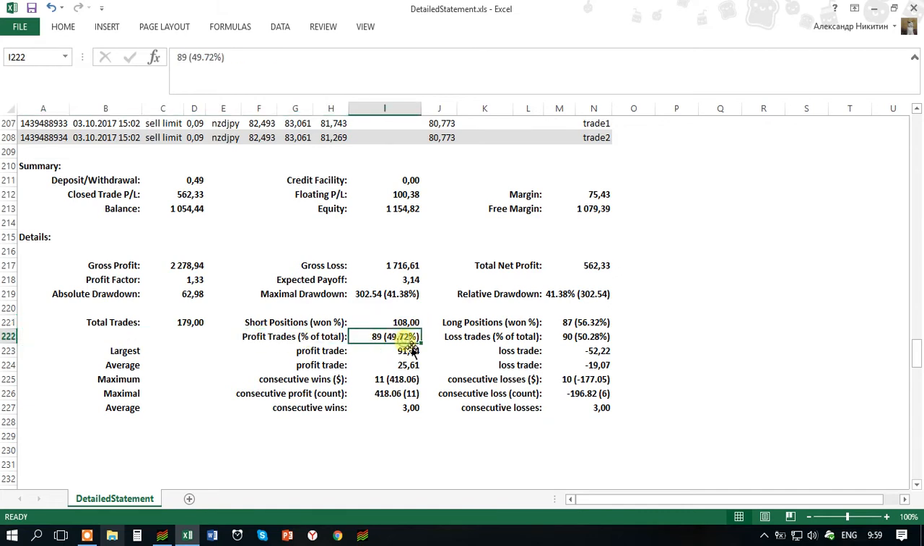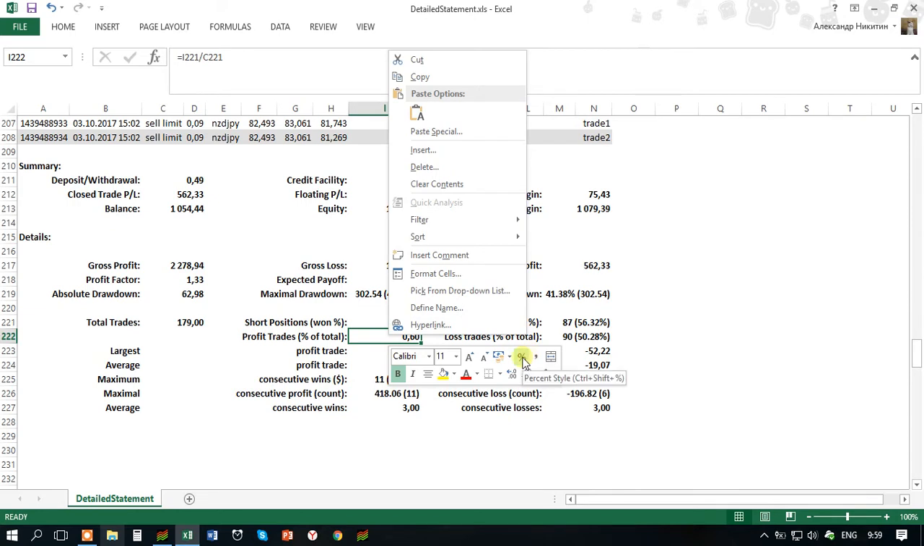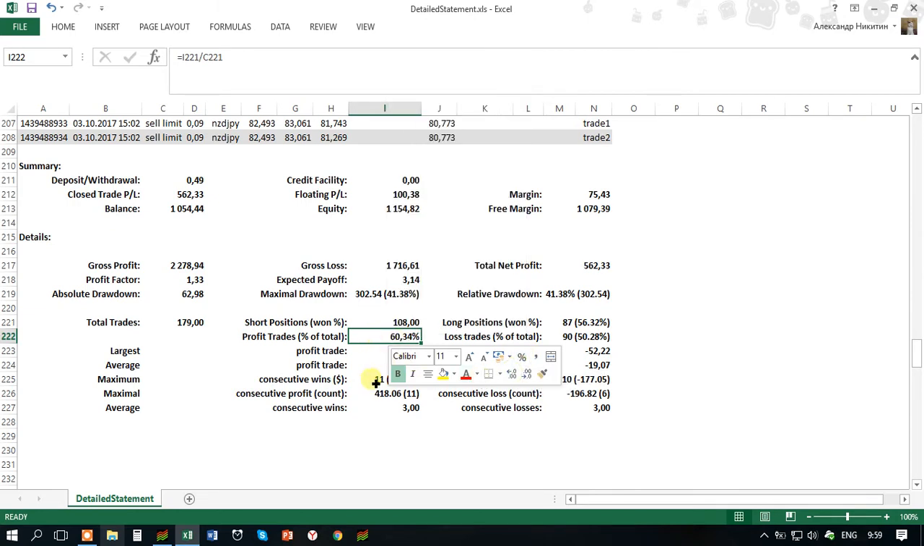Profitable trades 49. Are you sure that I have 49% accuracy? Let's calculate. Winners, total amount of winners divided by total amount of trades. So what is my true accuracy? 60%. 60.34. See this? Total amount of winners, because my zeros are winners as well. Why should you calculate them as zero, as negatives?